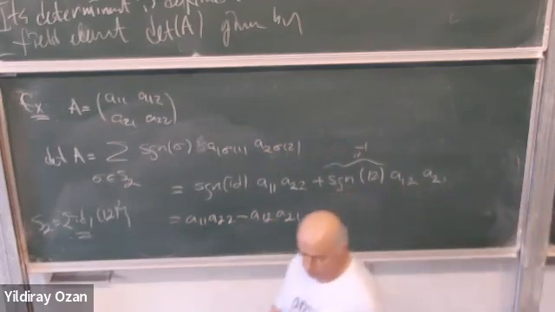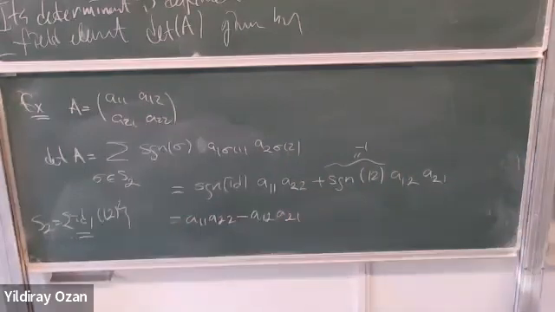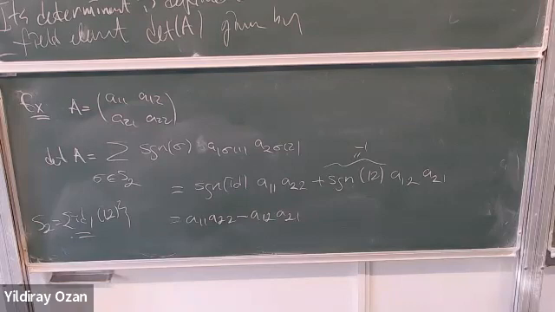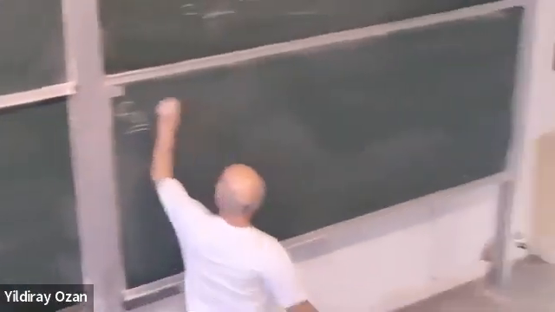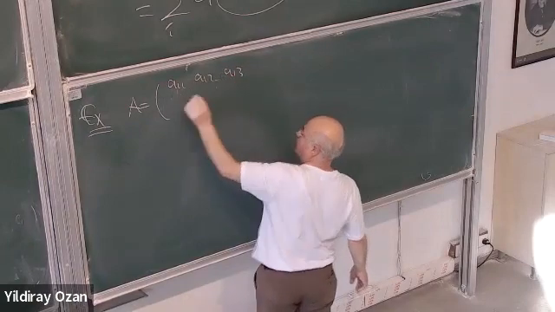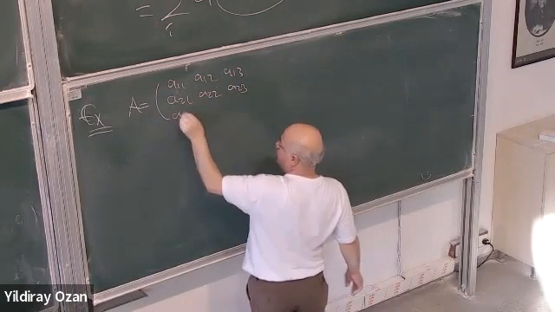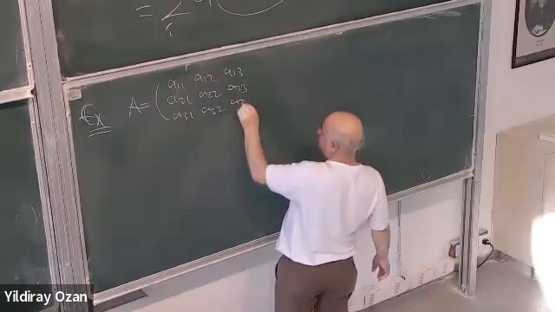This is, of course, something you already know, right? What about the determinant of a 3 by 3 matrix? A1,1, A1,2, A1,3, A2,1, A2,2, A2,3, A3,1, A3,2, A3,3.